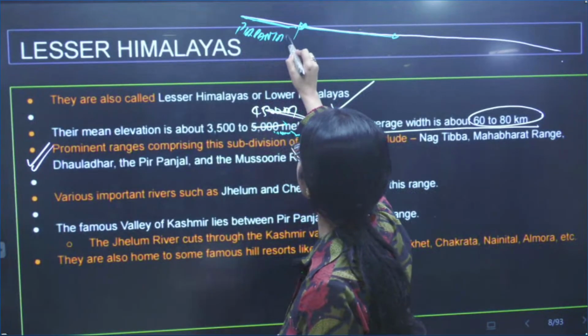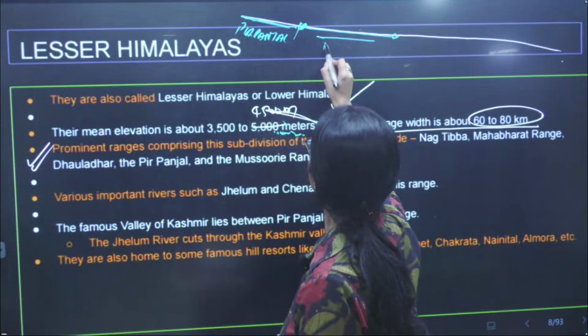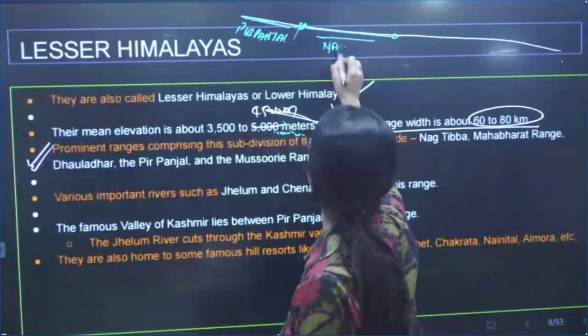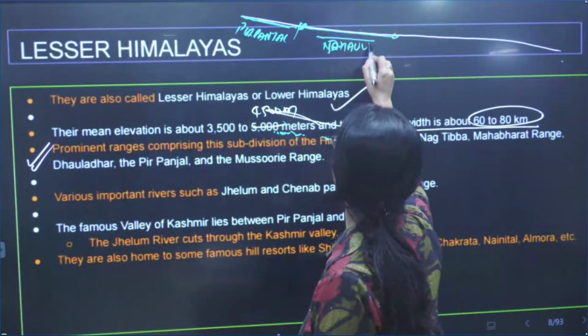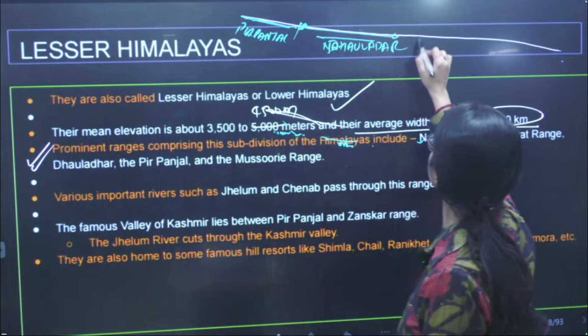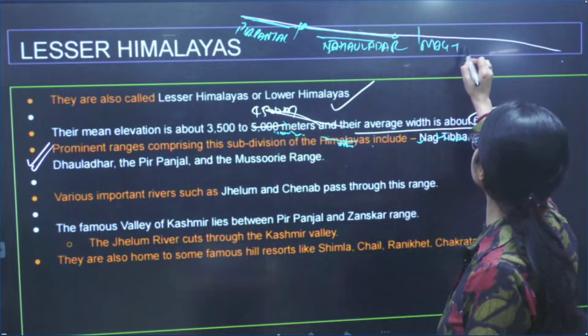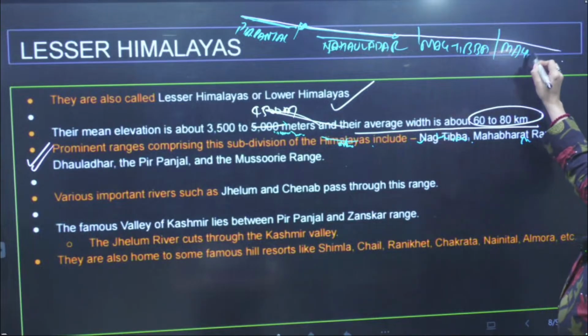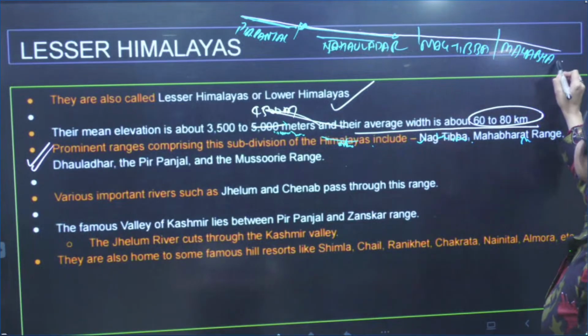Then the other range you have is your Dhauladhar. Then you have Nag Tibba. And then Mahabharata. This is how they have been divided.